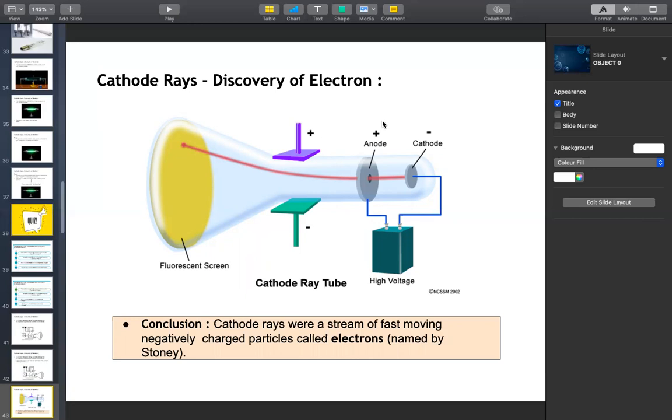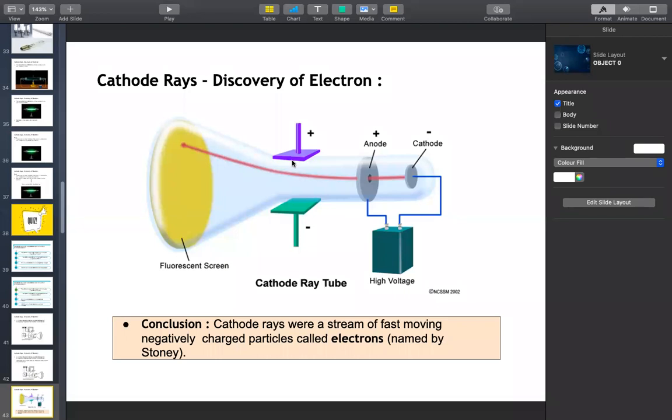Why did he name it a cathode ray? Because it emerges from the cathode and goes towards the anode. So he named this ray as cathode ray. But it is deflecting towards the positive plate of the perpendicular electric field. Is it clear?